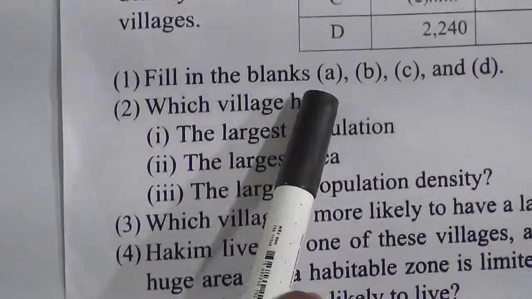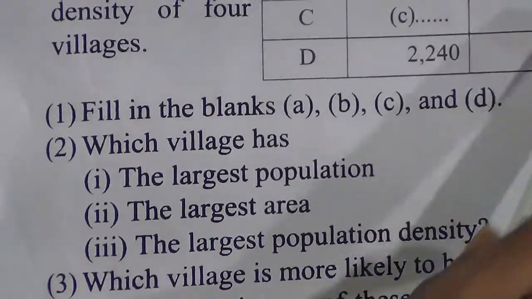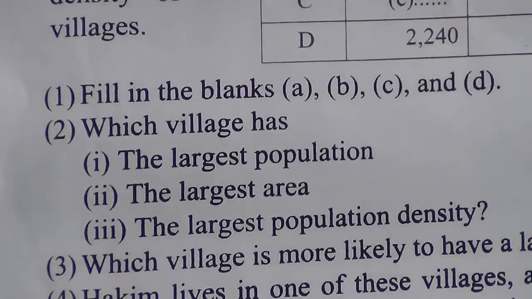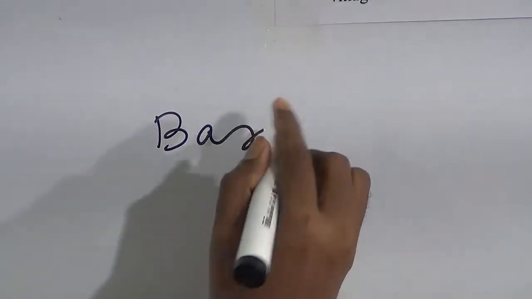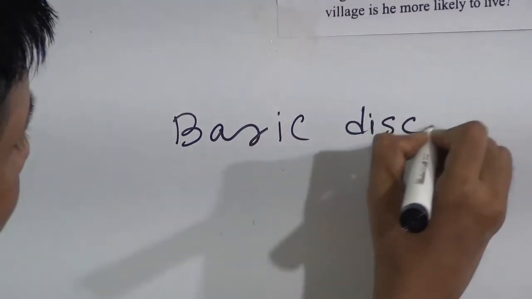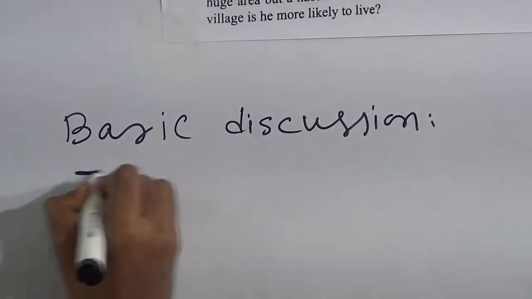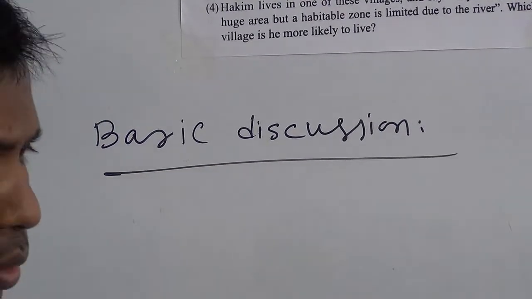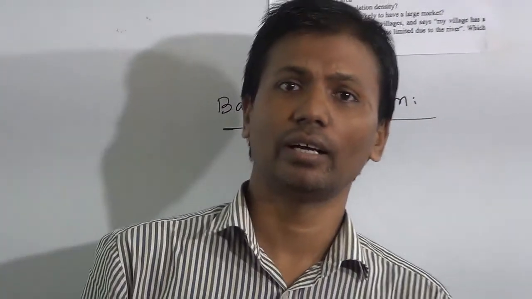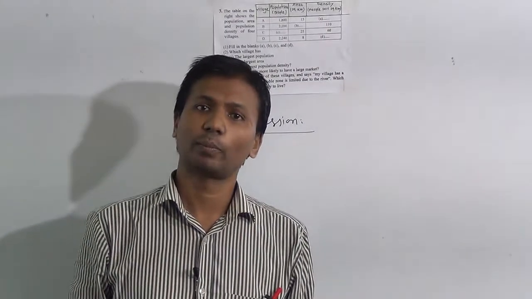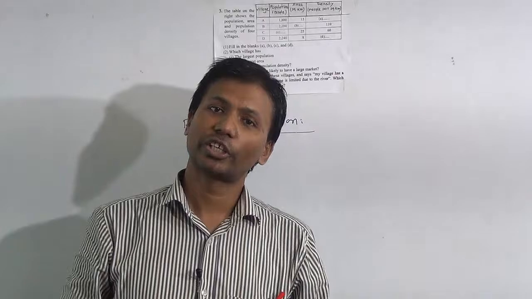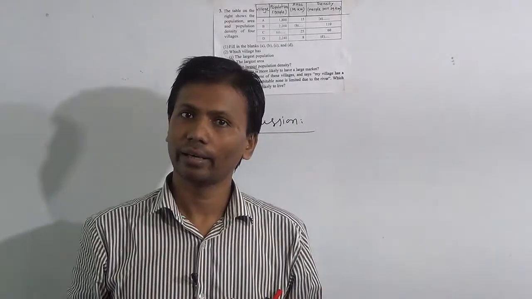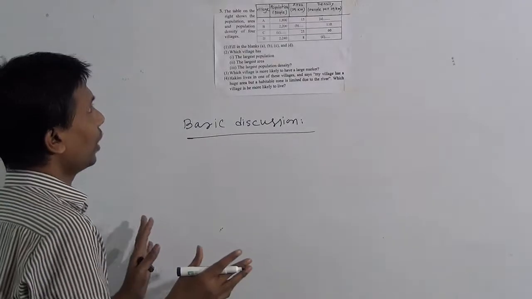In question number 1, fill in the blanks A, B, C, D. Now I want to talk with you about the basic discussion. At first you have to know what the population density is. Population density is the measurement of the number of people living in an area. Understood? But what is the formula of population density?